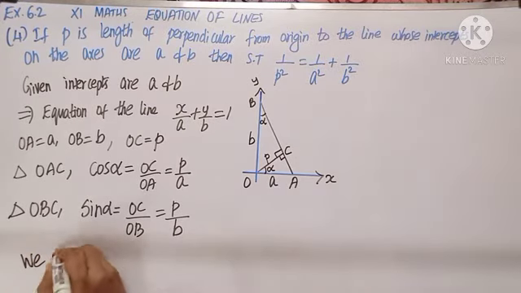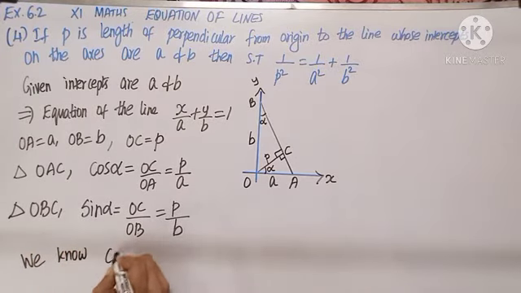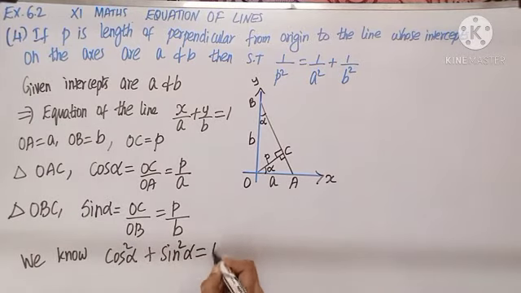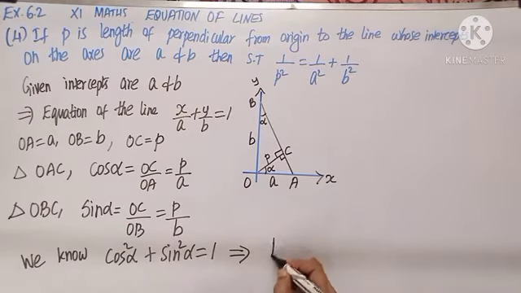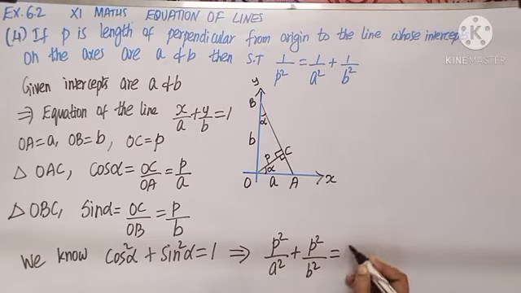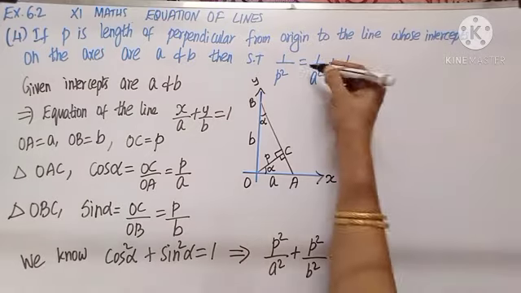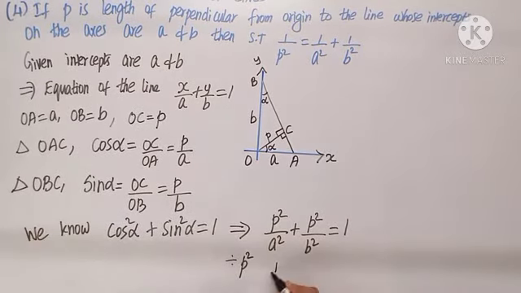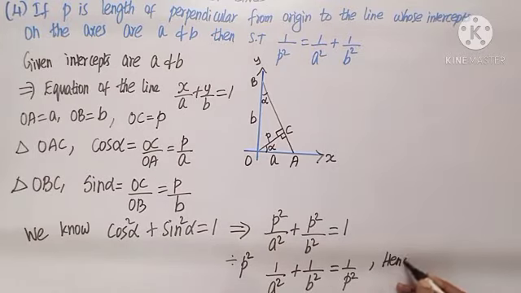We know whenever I have cos alpha and sine alpha, cos square alpha plus sine square alpha equals to 1. As I substitute, it is P square by A square plus P square by B square equals 1. To arrive at this result, divide by P square. I get 1 by A square plus 1 by B square equals 1 by P square, and hence the problem.